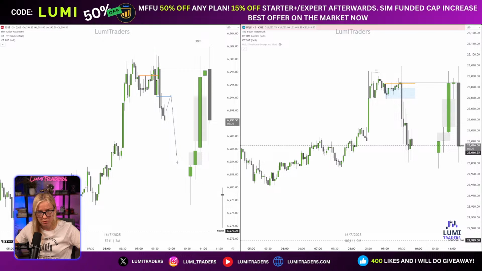Even micro ES didn't take any significant level. Because sometimes micro ES, micro NQ are completely different from ES and NQ. So nothing is going on so far.